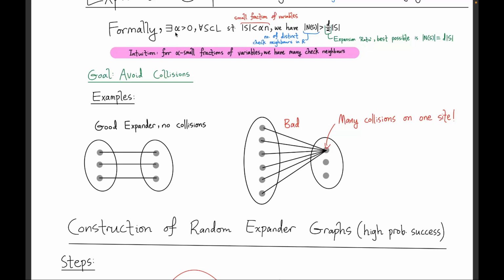And formally, we're going to say that there's some small fraction alpha, such that all subsets S of L that are a small fraction of this entire left-hand side of variables, the number of distinct check neighbors on the right-hand side is quite large, and it's large in the sense that it's bigger than d over 2 times the size of S. Note that the best possible outcome is that the number of neighbors of S equals d times the size of S.